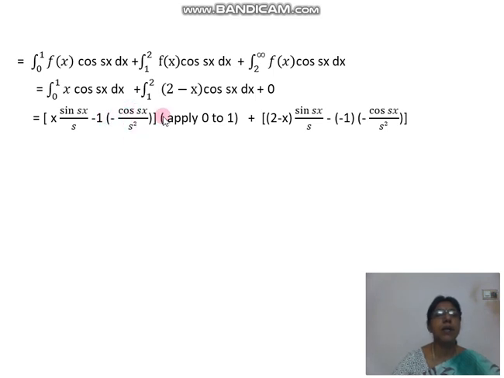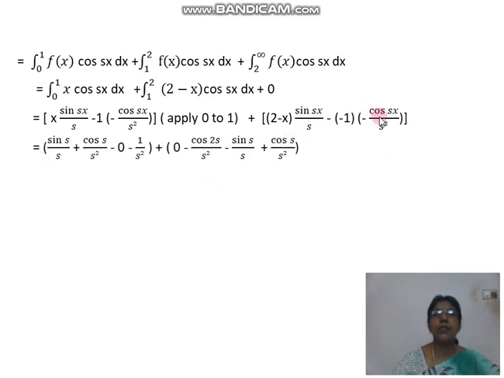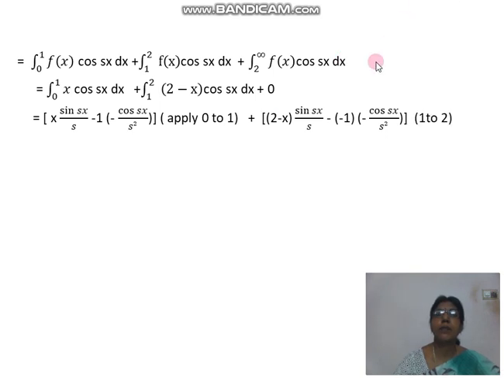Then this value comes. Apply 0 to 1. Here also you observe 2 minus x is u dv. Apply the integral u dv form, you get this one. Here also you apply limits. For the first one, limits 0 to 1. For the second one, apply limits 1 to 2. Apply 0 to 1 for the first integral values and apply 1 to 2 for the second integral terms.